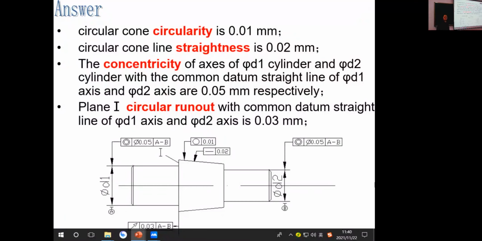Next one. Okay. When you finish this one, I just do another practice. Next one.